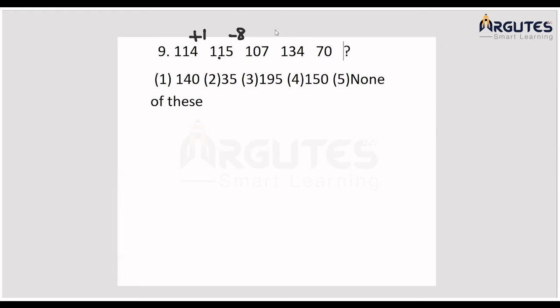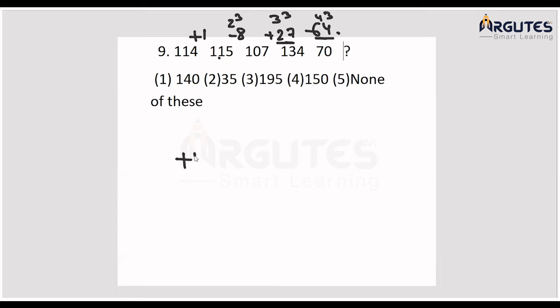So here we see that plus 27 is getting added. Then 134 and 70. So here 64 is getting subtracted. So now we look at the series. That series is +1, -8, +27, -64. So we recognize that it is 1. When we see that this is 8, we can say that it's 2 cube. When we see that it is 27, we can say that it's 3 cube. When we see it's 64, we can say that it's 4 cube.